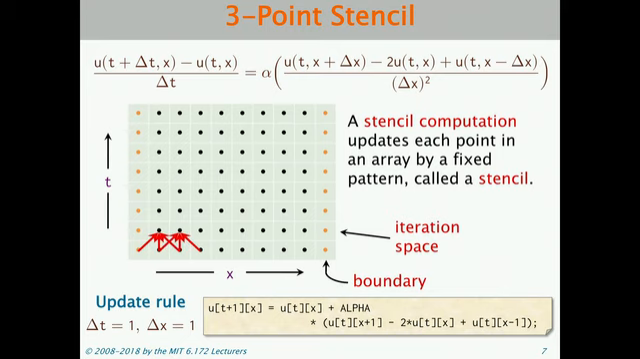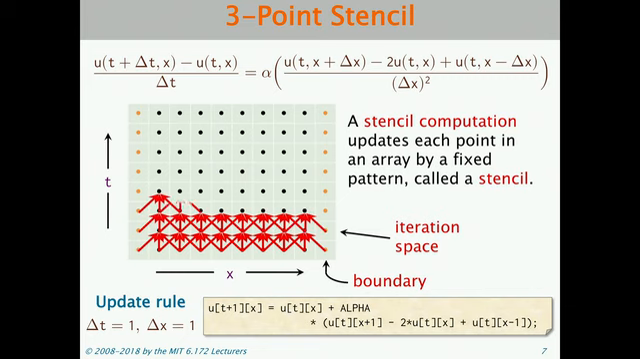And in general, a stencil computation is going to update each point in an array using a fixed pattern. This is called a stencil. So I'm going to do the same thing for all of the other points. And here I'm going to compute all of the values of x for a given time step, and then I move on to the next time step. And then I keep doing this until the distribution of temperatures becomes stable, and then I'm done.